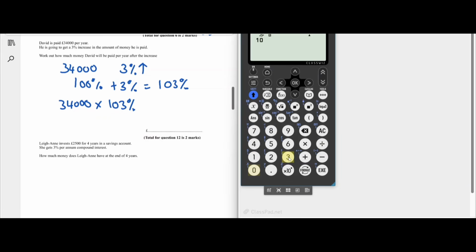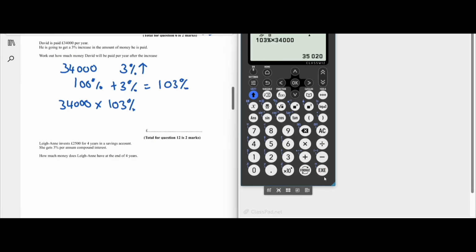So 103, and again, catalogue, probability, there is my percentage button, of 34,000, and that will just add that 3% on for you without you having to work it out and then add it on.